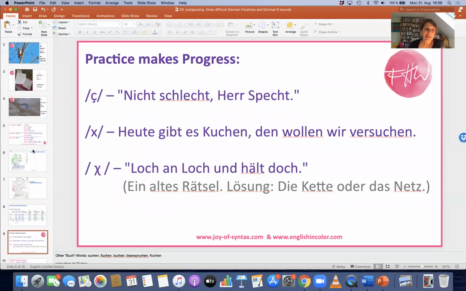Okay, back to the matter at hand. Here are 3 little sentences to help you practice each fricative. The Buch, the Specht sound is nicht schlecht, Herr Specht. And that's the saying that you can use when you want to express that you're content with how someone did something, or you like something. When something is good or somebody did a good job, when you want to say well done, you can say nicht schlecht, Herr Specht.